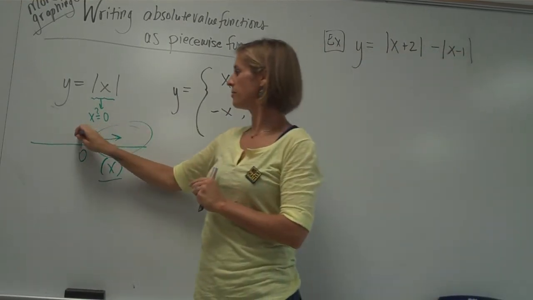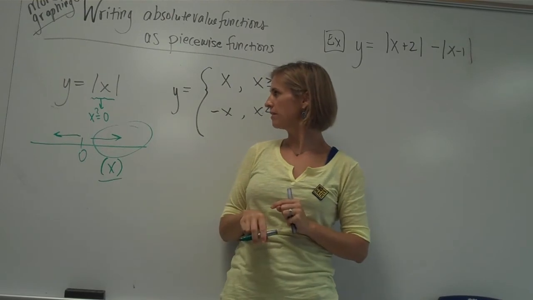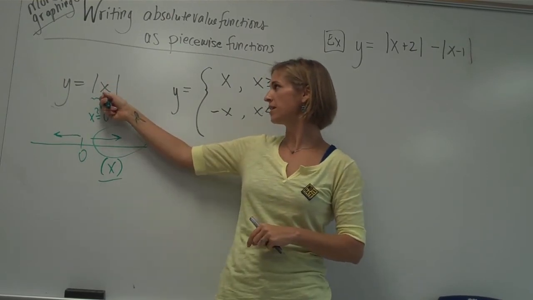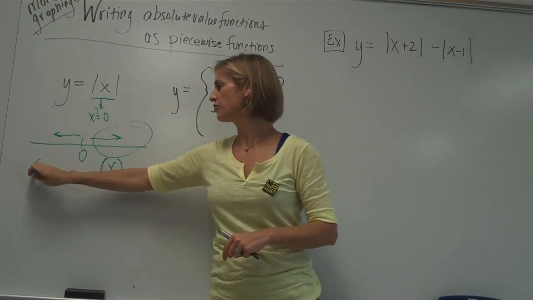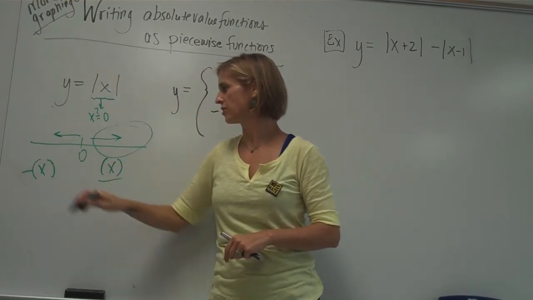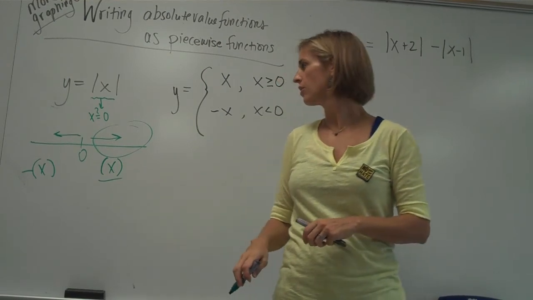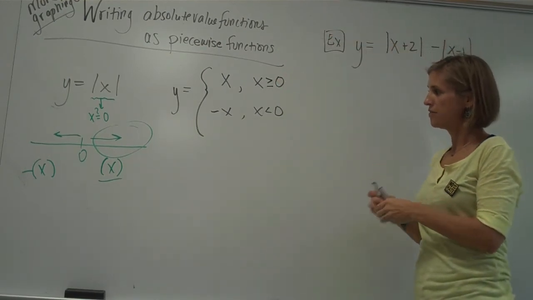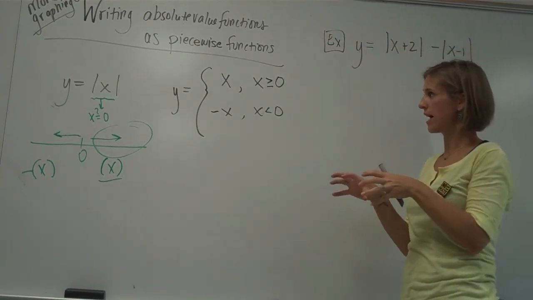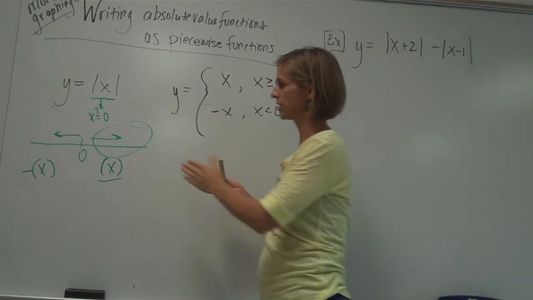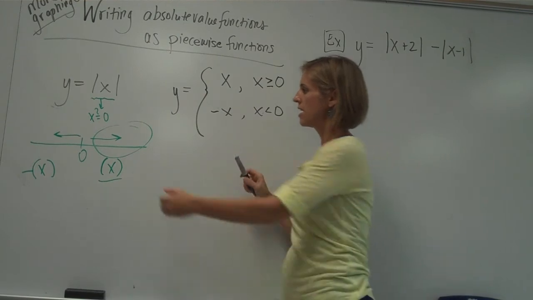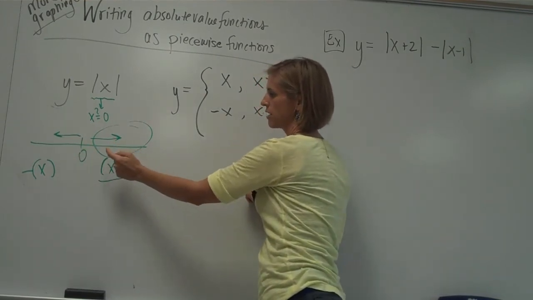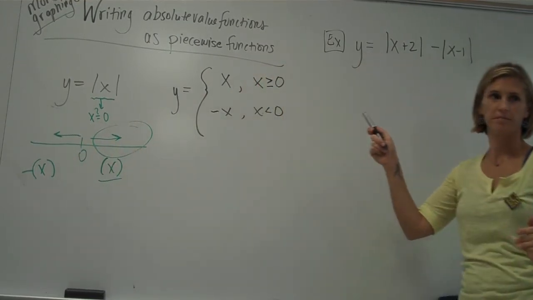When I plug a number less than 0 in, like -3, I have a negative number inside the bars. So now I drop the bars to parentheses, but I change the sign. And those two pieces are the pieces of the absolute value, or of the piecewise function. When x is less than 0, that's my function, -x. And when x is greater than 0, that's my function, x.